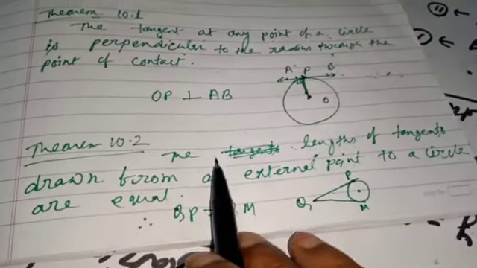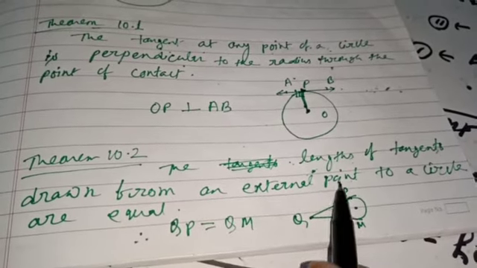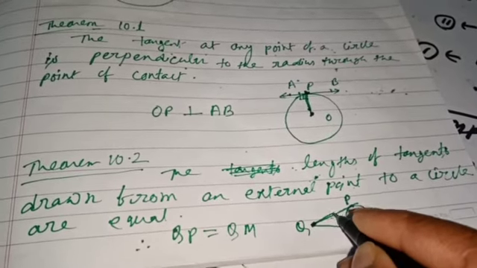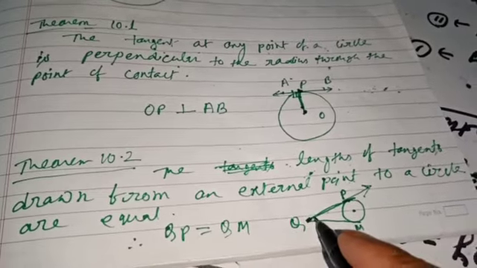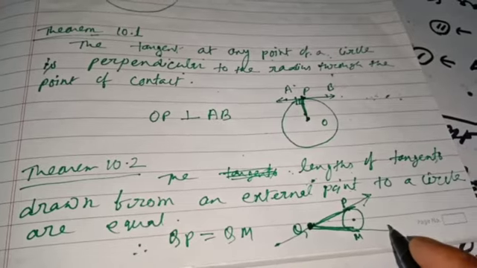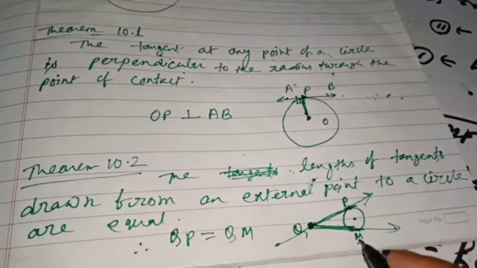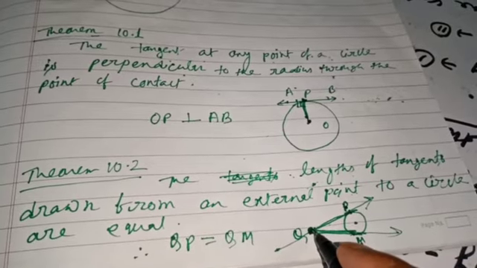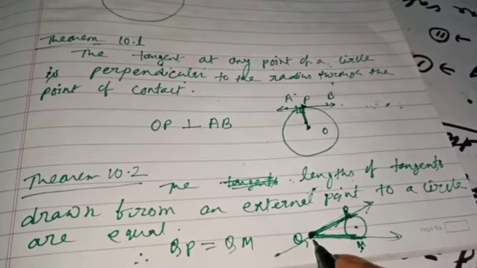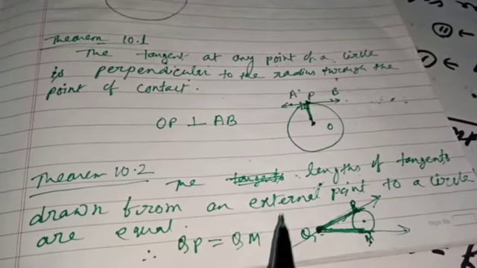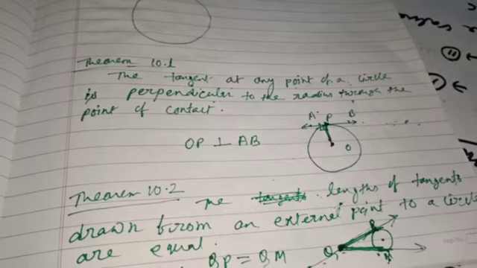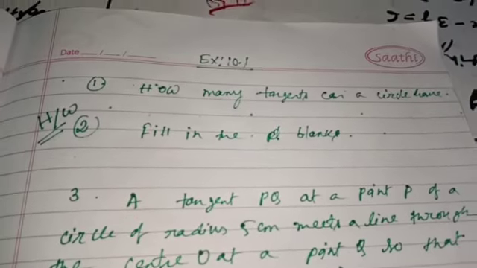Theorem 10.2. The lengths of tangents drawn from an external point to a circle are equal. That means suppose you take an external point Q. From this point you draw a tangent. This is a tangent, yes or no? And here also you can draw a tangent, touching at only one point. This is M and this point of contact is P. Then from the same point you are drawing two tangents, no? That means this length is always equal. Means QP is equal to QM. The lengths of tangents drawn from the external point are always equal. These are the two theorems. I hope all of you understood these theorems. Okay.